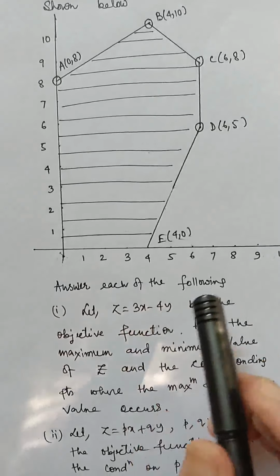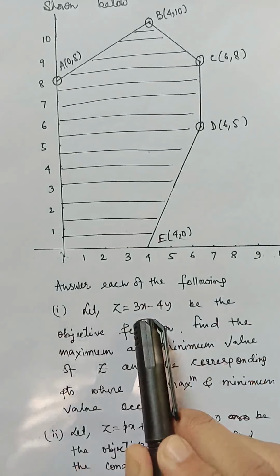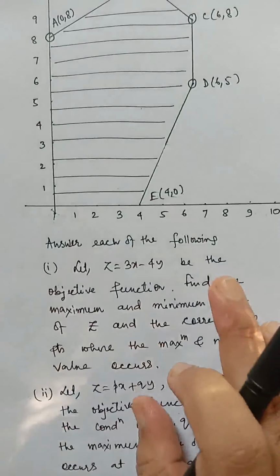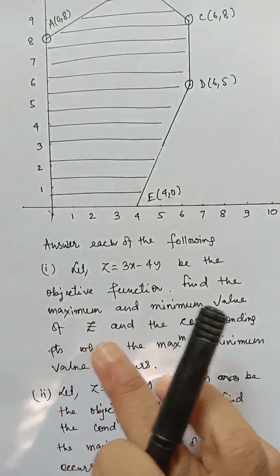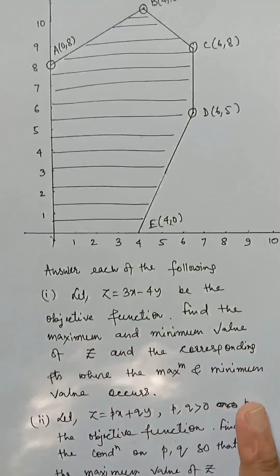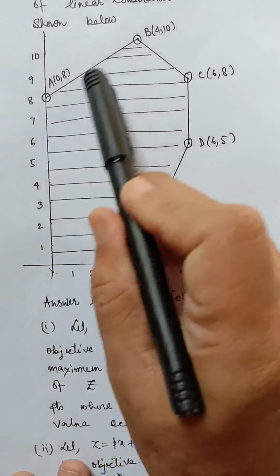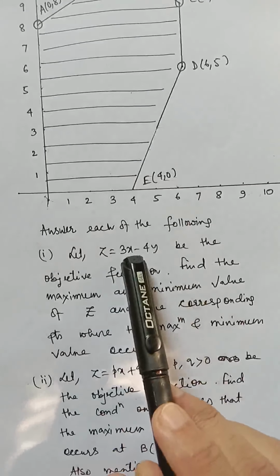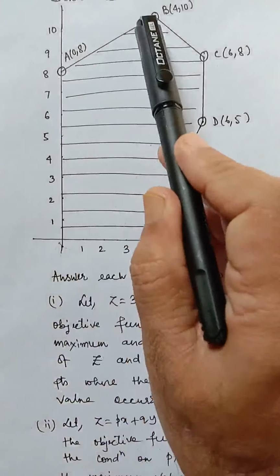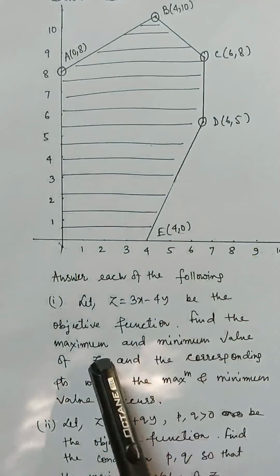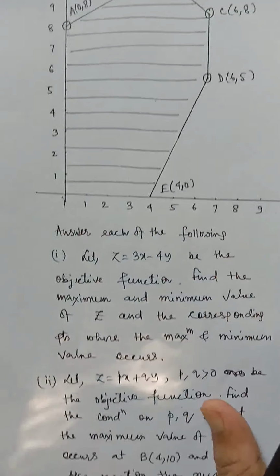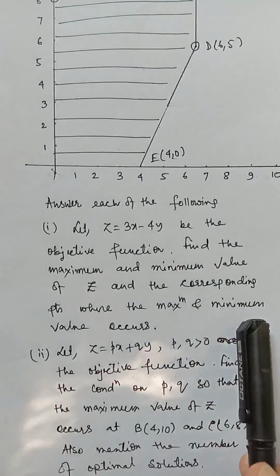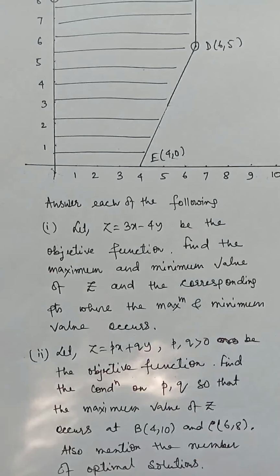Answer each of the following. Let z equal to 3x minus 4y be the objective function. Find the maximum and minimum value of z. This is very simple. These are the corner points and this is the objective function. We have to find the value of z at these corner points. The greatest value is the maximum value, the least value is the minimum value. So let us solve this part first.